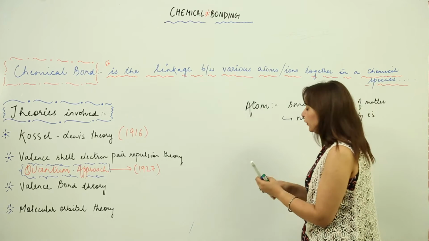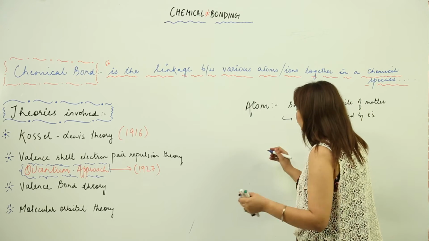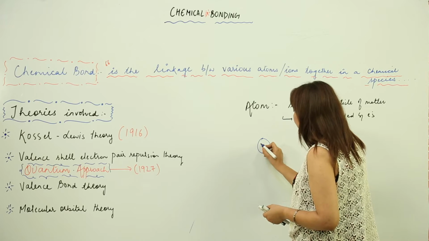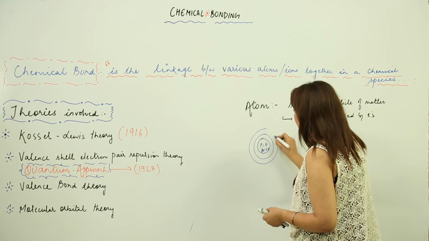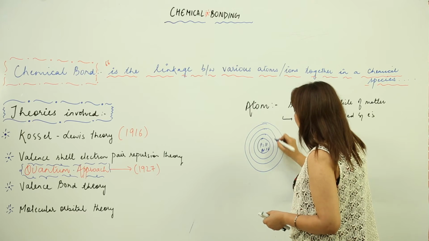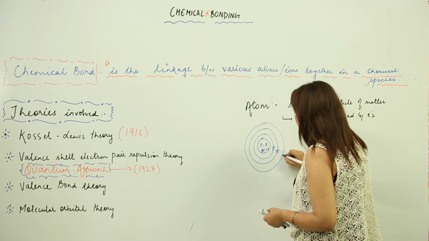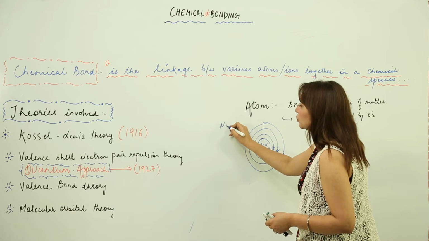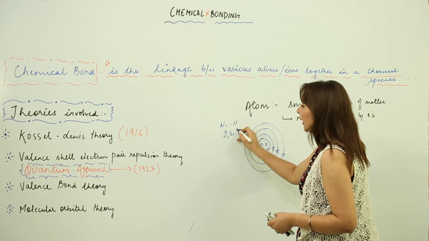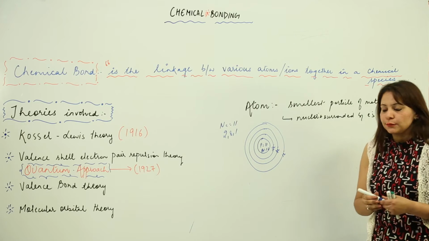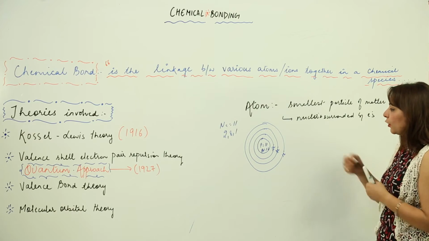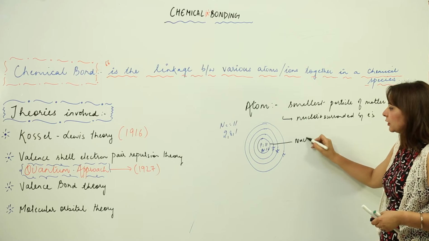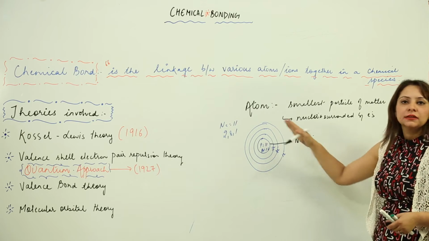I will just draw a model of an atom for you. Let us say we are drawing it for sodium. Here it is going to have protons 11, neutrons 12, and here is going to be my first shell, second shell, and third shell consisting of 2 electrons, 8 electrons, 1 electron, because we know that sodium has atomic number 11. Likewise this is the distribution. So this is what an atom is: the smallest particle of matter, which consists of a nucleus surrounded by electrons.